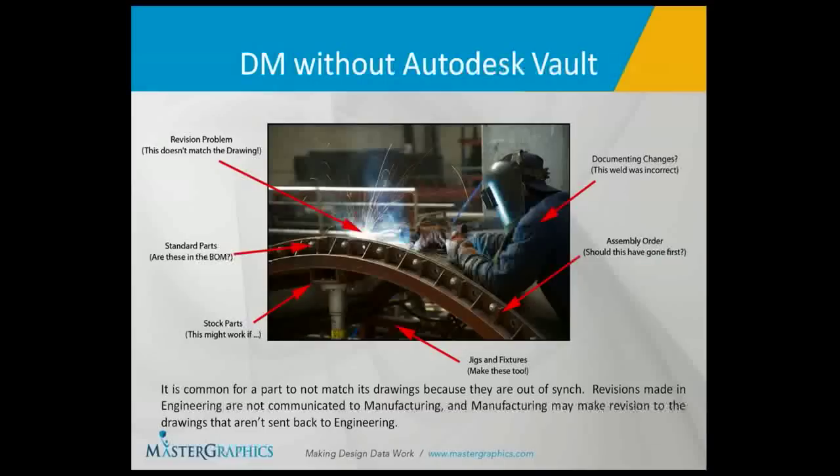Some other potential problems that can occur is the collaboration that's going on between departments. We've got the engineering department working with manufacturing as well as production, and it's common a lot of times for a part to not match its drawing because they're out of sync. Revisions made in engineering are not communicated back to manufacturing, or if manufacturing makes a change to something, they're not communicating that back to engineering. So there's really no way of collaborating between the two departments so that changes are being captured effectively so that the next time that part's manufactured, it's done correctly.